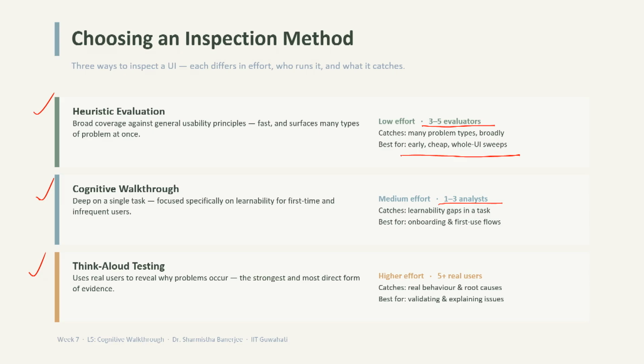Now coming to think aloud testing. It uses real users to reveal why problems occur, the strongest and most direct form of evidence. And the think aloud technique happens with users, whereas heuristics and cognitive walkthrough do not happen with actual users. Here the effort is pretty high. You require more than 5 real users.